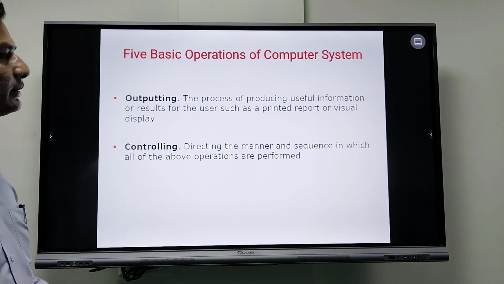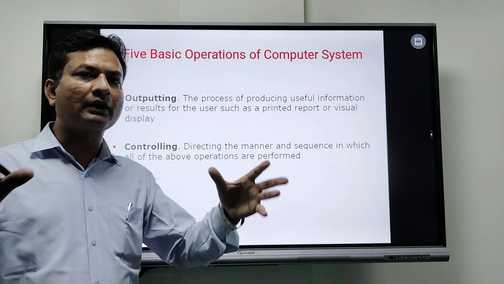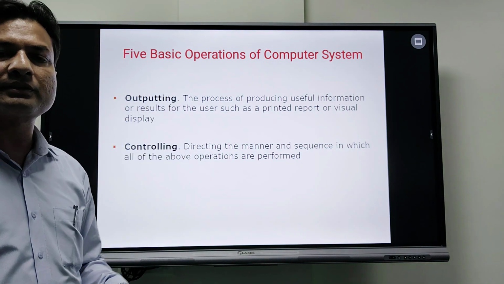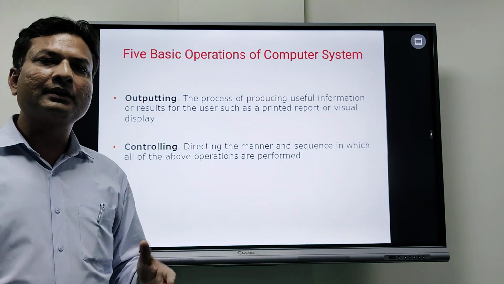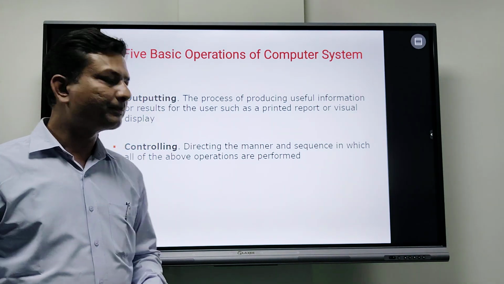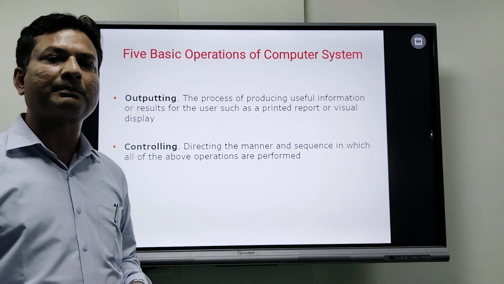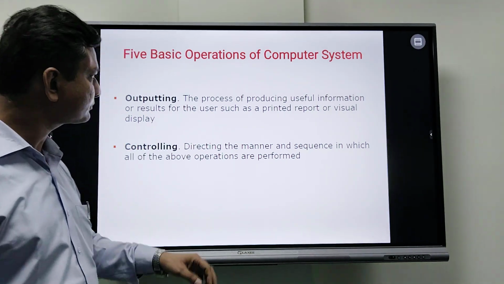And the final operation that is performed by a computer system is controlling. Controlling means to control all the above 4 operations in a sequence or in a manner, so that the correct output is provided to the user. So the fifth operation is controlling. So these are the 5 operations that are performed by any computer system.